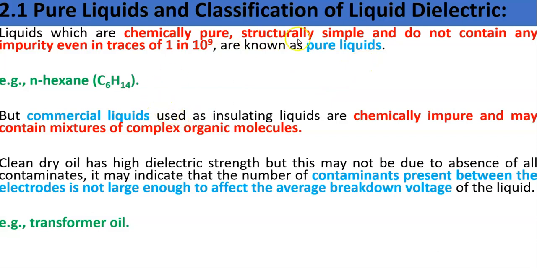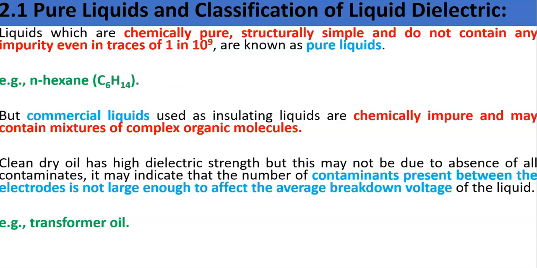An example of a pure liquid is N-hexane, C6H14. Commercial liquids are used as insulation. Now, the other class I told you is commercial pure liquid. That will be pure but in a smaller volume, and the traces will be available in the test cell also, but will not come into the electrode region.